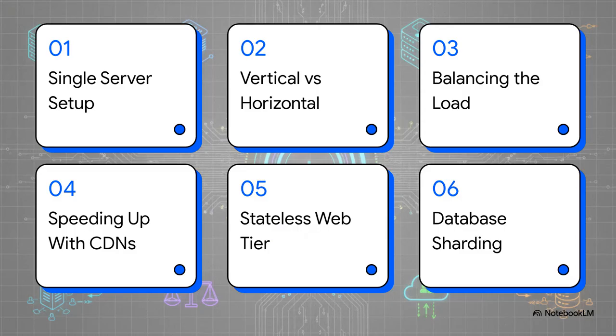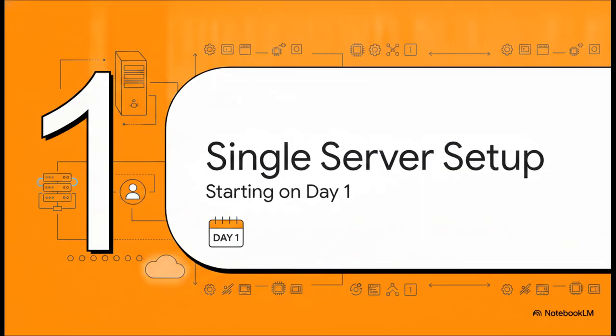Think of our system kind of like a video game hero leveling up. We're going to hit 6 major stages today: the single server setup, vertical versus horizontal scaling, balancing the load, speeding up with CDNs, the stateless web tier, and finally database sharding. Okay, let's jump right into stage 1, the single server setup.